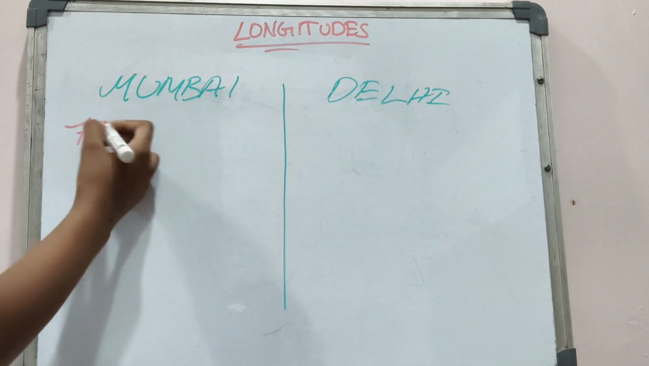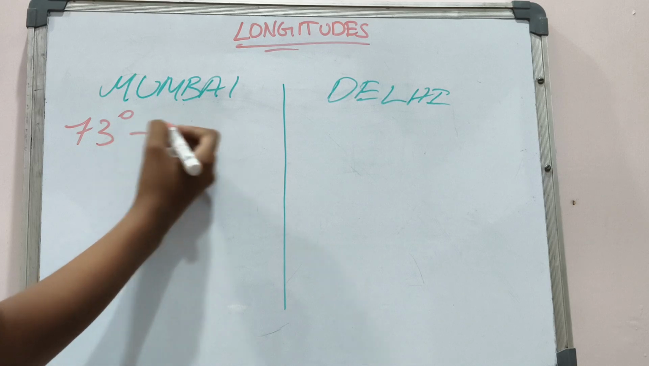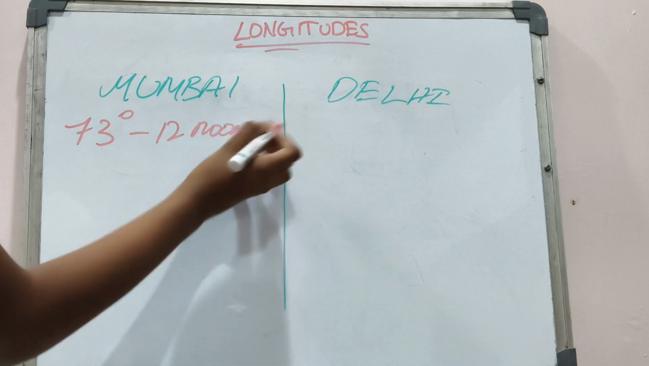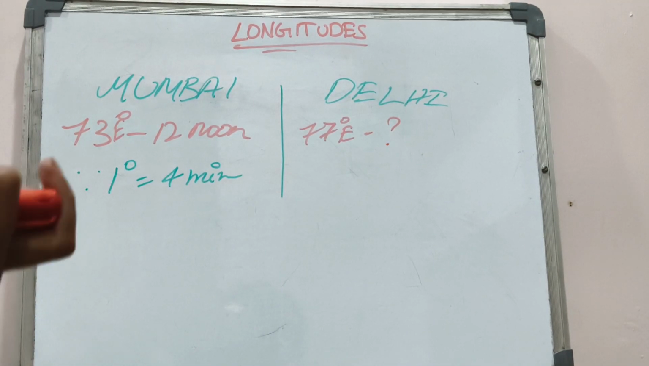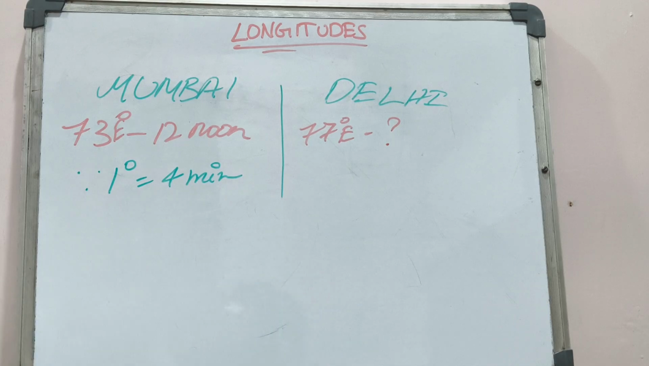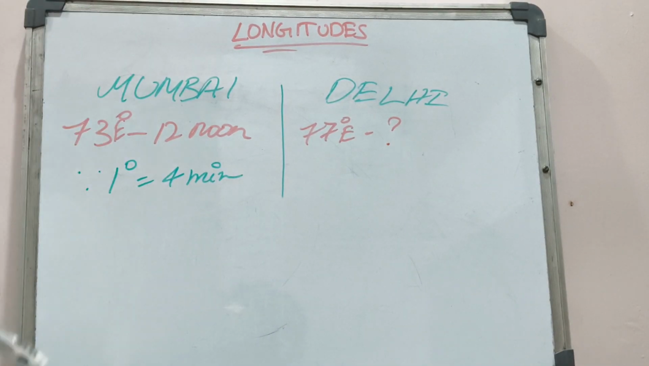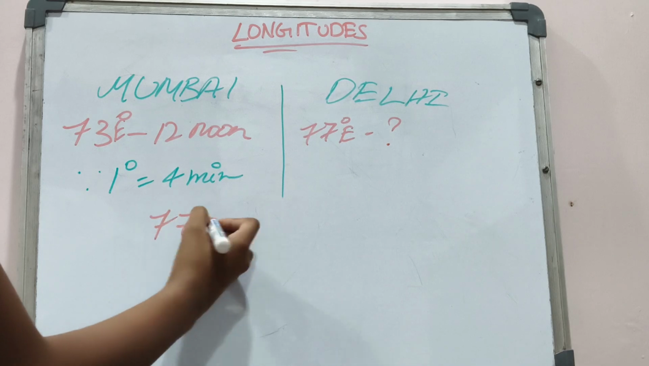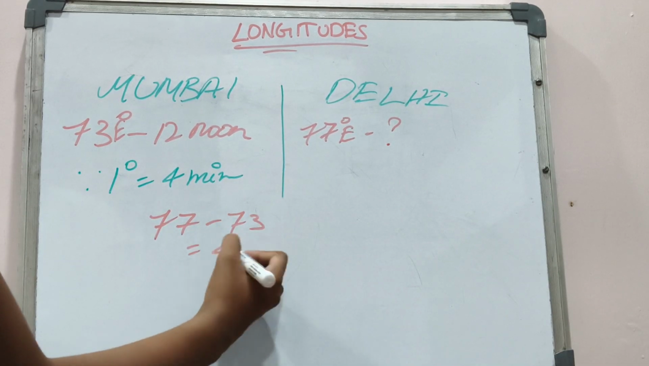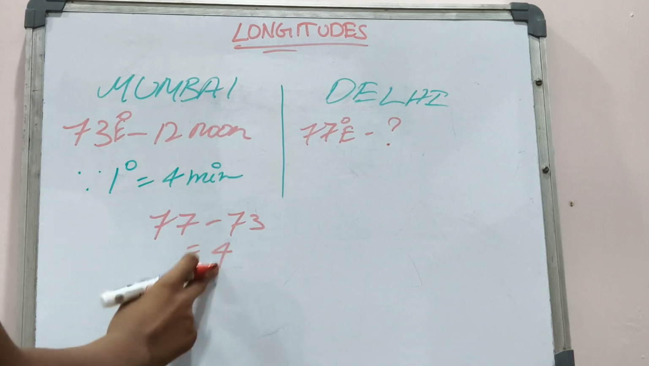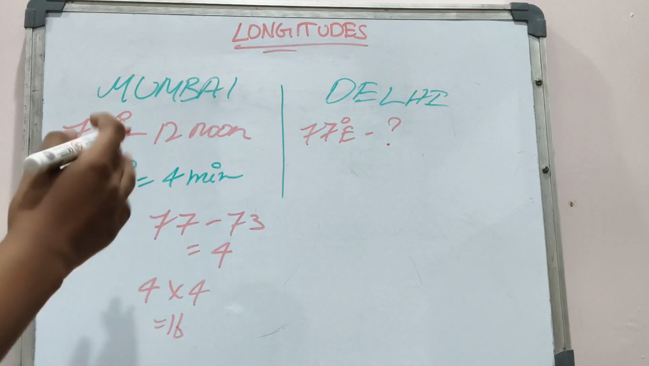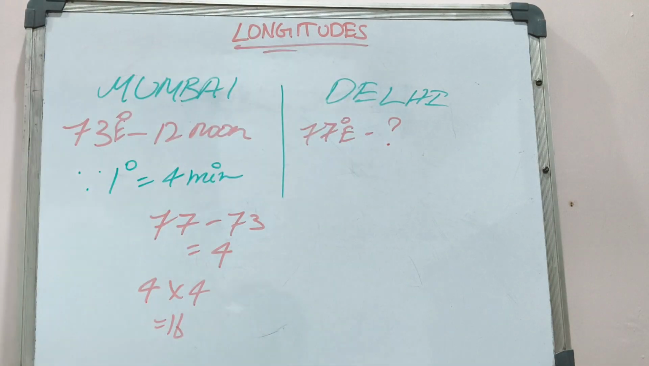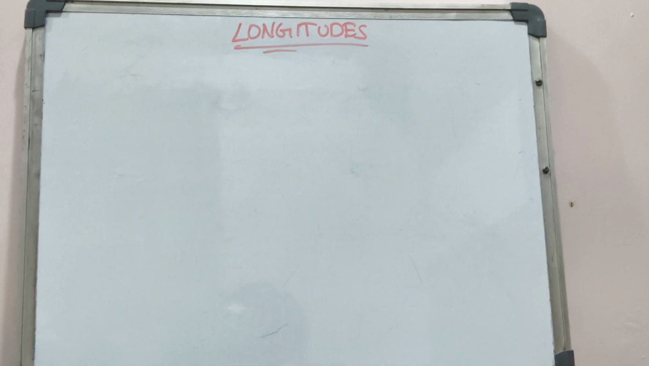Coming to Indian Standard Time, Mumbai and Delhi. Near Mumbai, let's take 73 degrees east, and it's 12 noon. Near Delhi, 77 degrees east, how much is the time? Since 1 degree is equal to 4 minutes, 77 minus 73 equals 4. 4 into 4 is 16 minutes. So it's 16 minutes past 12 noon in New Delhi. So it's 12 at Mumbai and 12:16 at Delhi.